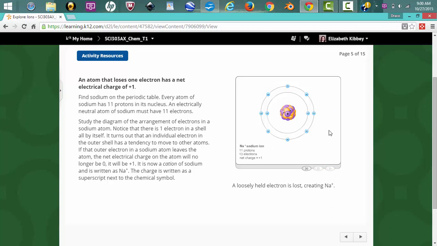So what just happened was one electron just left the outside of the sodium atom. So now we know that the proton number is greater than the electron number, which means if we have more protons than electrons, we have a positive net charge. Since there is one more proton than electron, we have a positive net charge of +1.